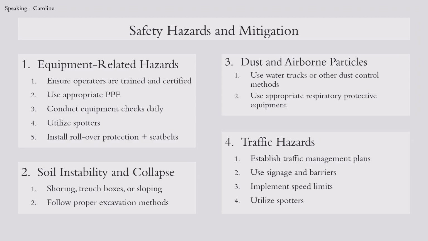Here are a couple examples of our safety hazards and mitigation regarding earthwork and compaction. The first one is equipment-related hazards. This includes ensuring operators are trained and certified. They use the appropriate PPE on site. They conduct equipment checks daily, utilize their spotters, and install rollover protection and seat belts.